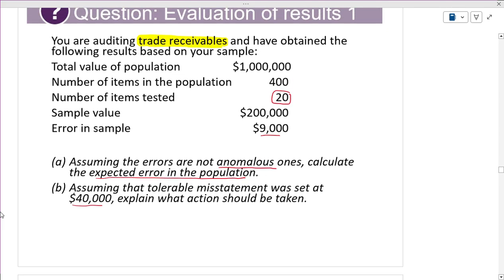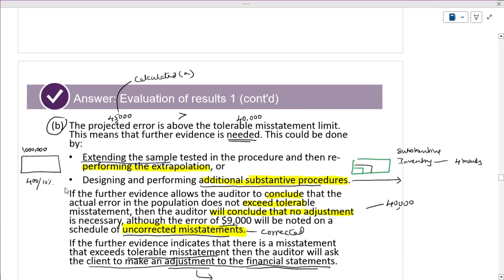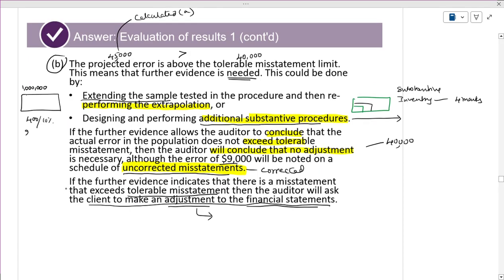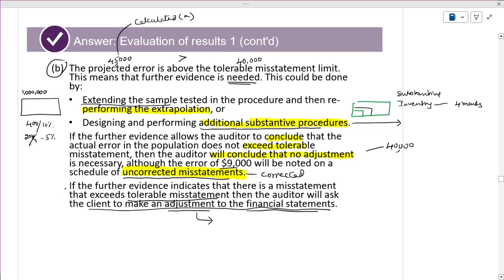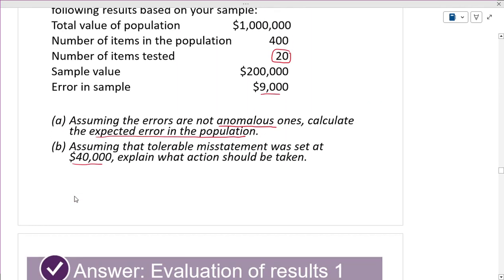Is it right? How much have they tested? 20 divided by 4. They have tested only 20 transactions, which means they have tested 5%. Now, what happened? Is there anything else? Sample value is 200. Error in sample is 9.